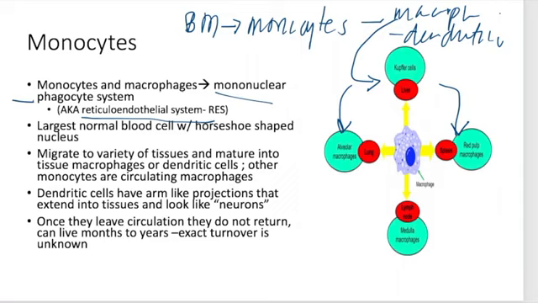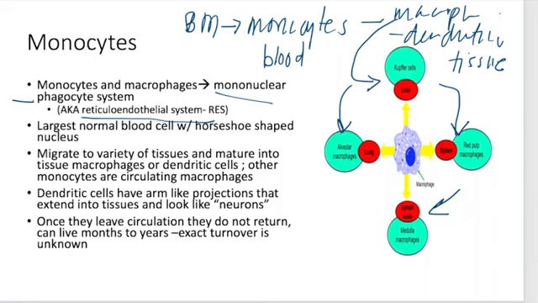And we'll hear about these more when we get into our systems. So if it's in the lung, we call it alveolar macrophages. If it's in the liver, we call them Kupffer cells. If it's in the spleen, they're in the red pulp. If it's in lymph nodes, we call them medullary macrophages. So they all have different names based on their locations. So after they get into the tissues, they're called macrophages or dendritic cells. So blood and tissue. So they migrate to the variety of tissues, mature into tissue macrophages or dendritic cells.